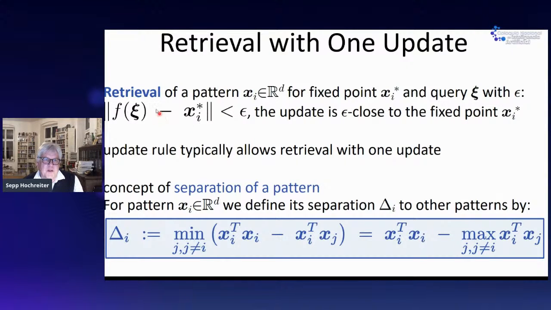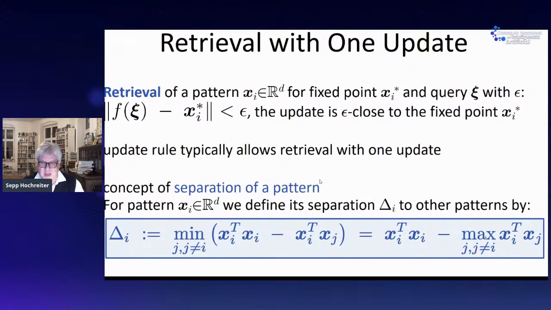Then the question is, what is the retrieval error? I come next to this, but before going to the retrieval error and how fast it converges, I need another thing: the separation of a pattern. Delta gives me the separation of a pattern. The separation means how large is the difference between the dot product of a pattern with itself and the dot product of the same pattern with other patterns. If this is a large number, then this pattern is similar to itself, but not similar to other patterns. That's the separation, in terms of dot product. How far are the patterns different from each other?